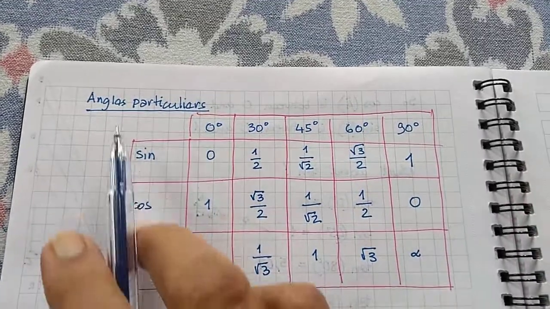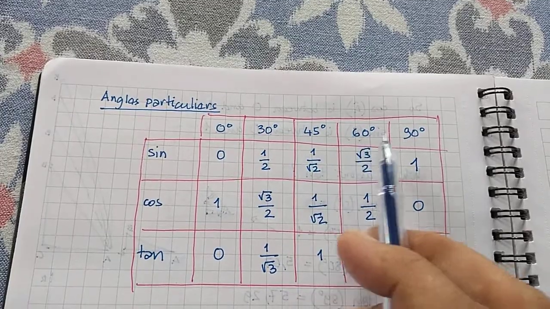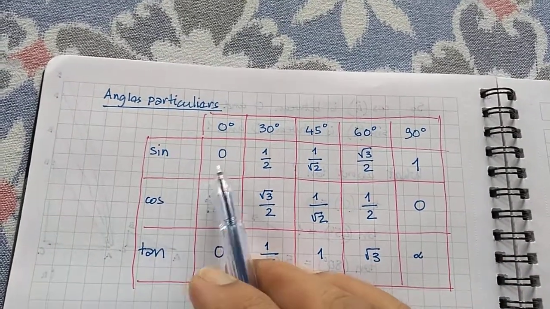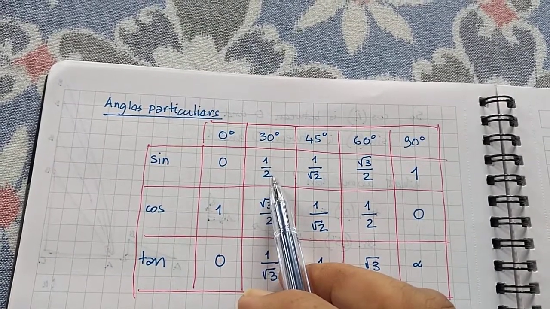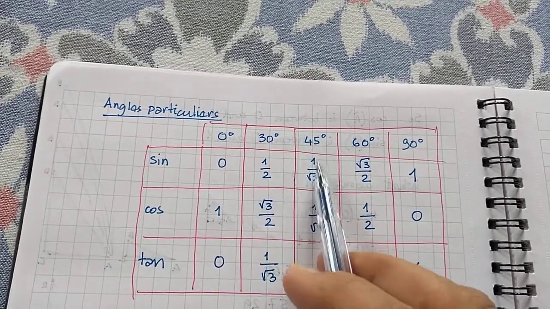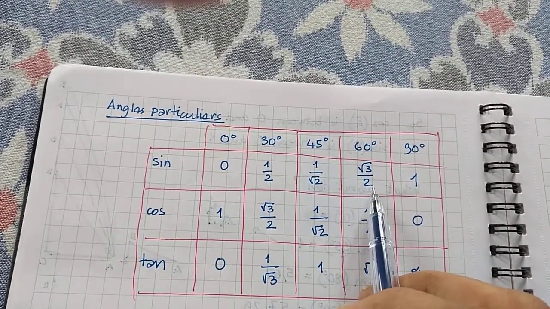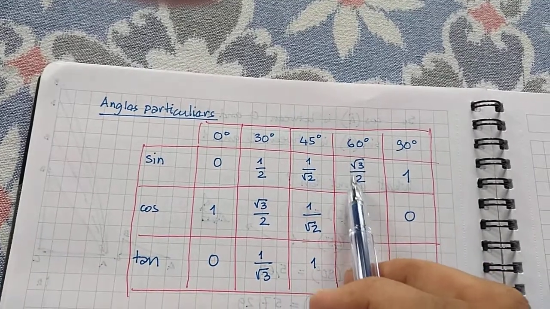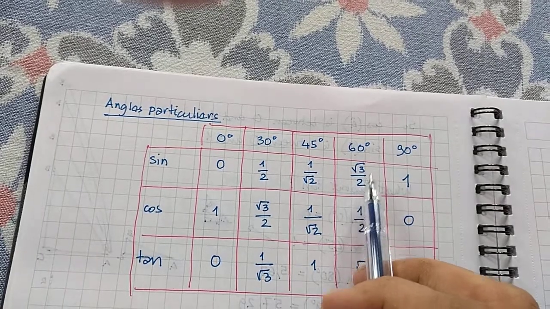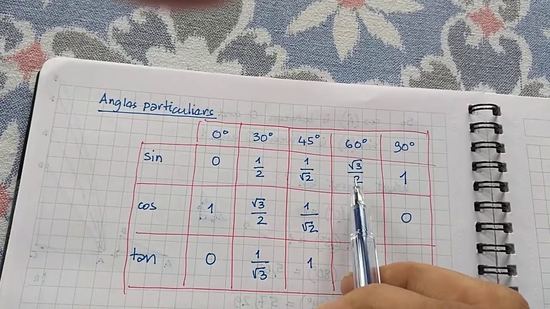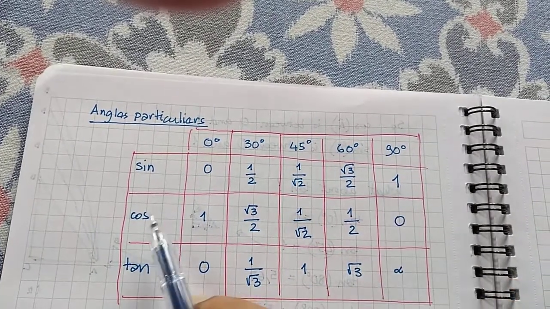Okay. So, there are some particular angles: 0 degrees, 30 degrees, 45 degrees, 60 degrees, 90 degrees. Sine of 0 is 0. Sine of 30 is 1 over 2, that is half. Sine of 45 is 1 divided by root 2. Sine of 60 is root 3 divided by 2. You can do this on the calculator. The calculator will give you a decimal figure. And if you do root 3 over 2 in your calculator, you will see it's the same figure. And sine of 90 is equal to 1, which we have already seen.